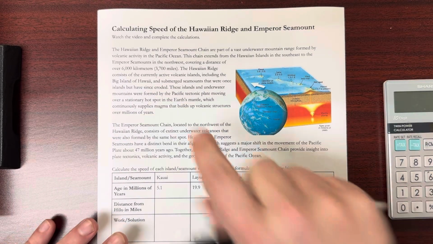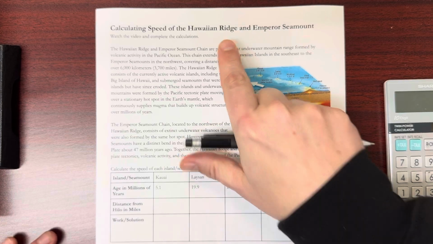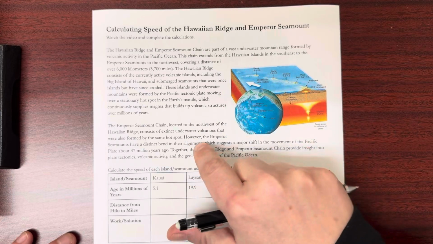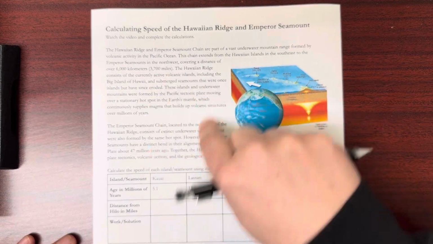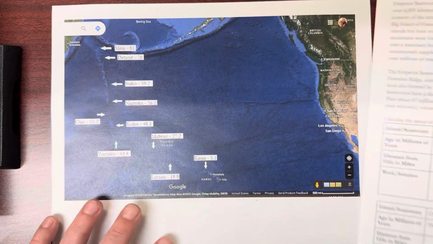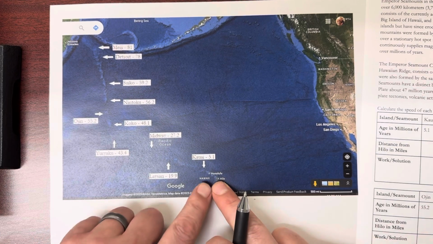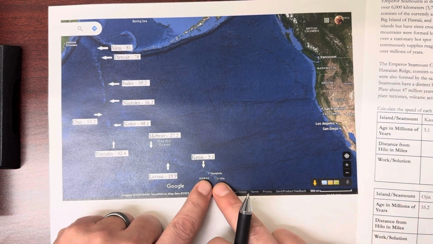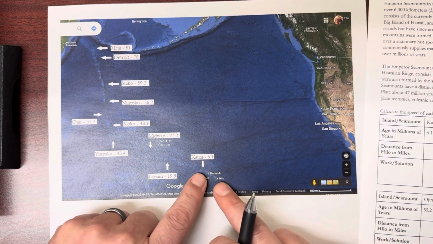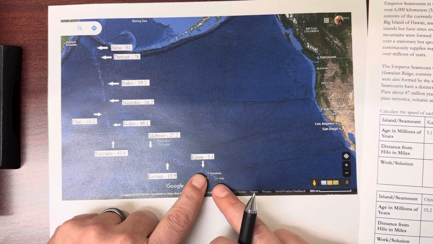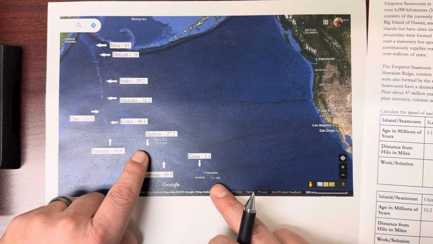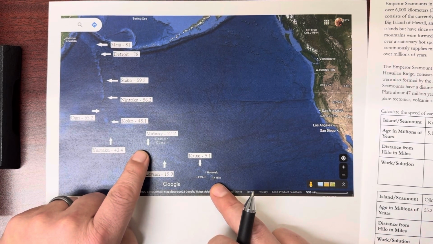Hello, today we're going over calculating speed of the Hawaiian Ridge and Emperor Seamount. And it talks about these two features extensively here, and we have a map also here that we're going to be looking at. But Hawaii is down here at the bottom of this map in the Pacific. And there's a few islands, the Hawaiian Islands, that go in a string for several hundred miles. But the island chain actually extends much further than that, going out towards Midway Island, quite a bit farther away, over 1,000 miles away.